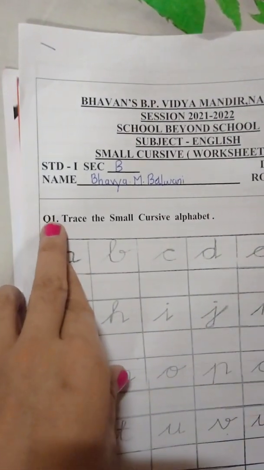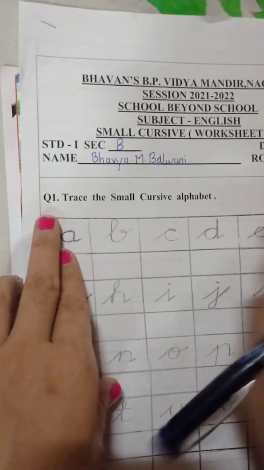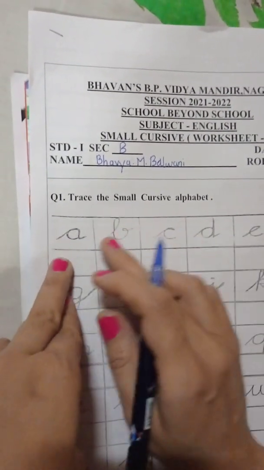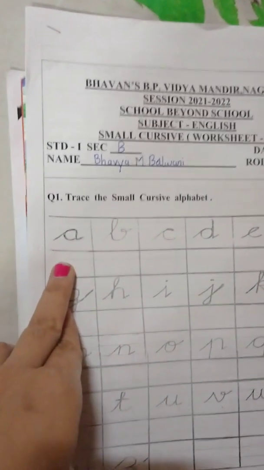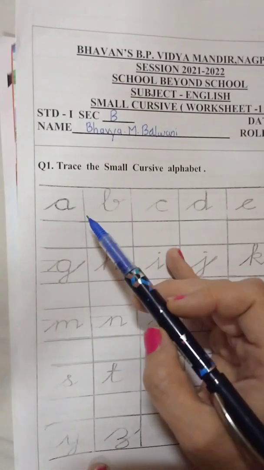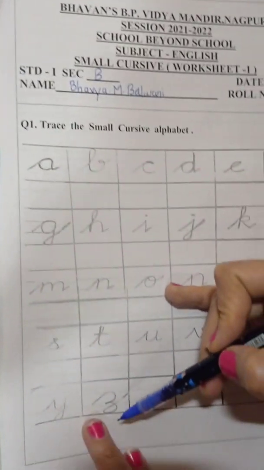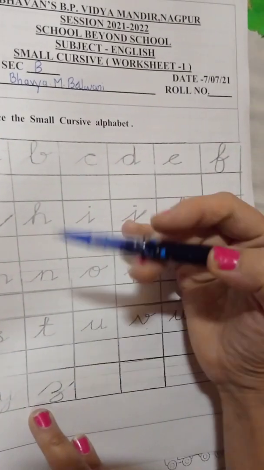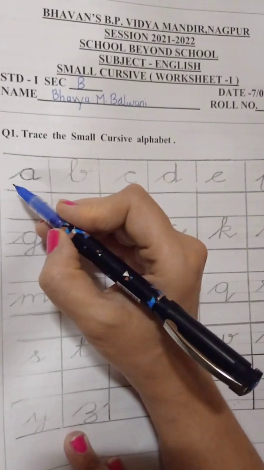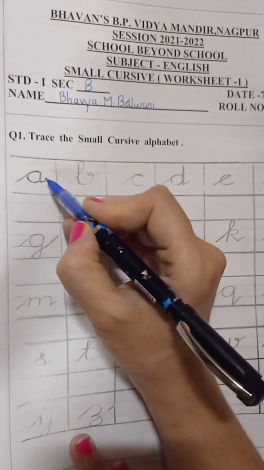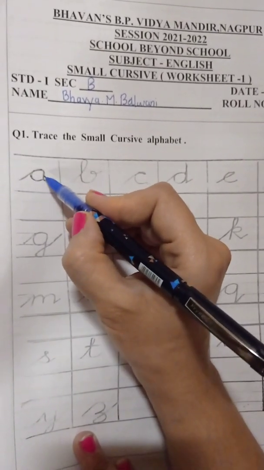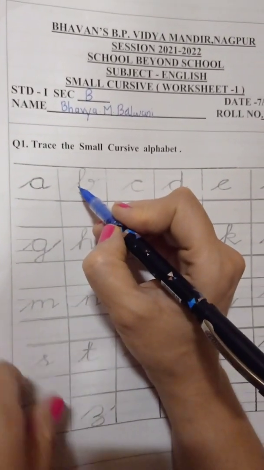Now the first question of the English worksheet is, children: trace the small cursive alphabet. Trace. Already in this box all the small cursive letters are written, from A to Z. So you have to trace them. What is the meaning of trace? Whatever is written, you have to make it a little bit dark with a pencil, and you will get practice of how to write the letters in cursive from A to Z.